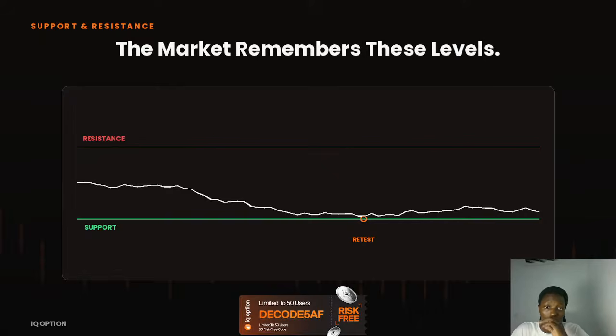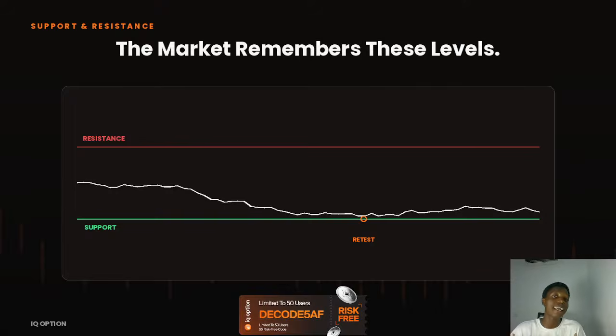Okay, so support is a zone where buyers keep stepping in. That is the area where buyers begin to come into the market, stopping price from falling further down.